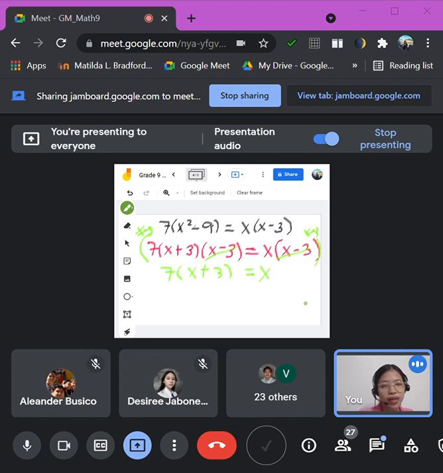So, unsa natong next step class? Wala naman tayo makancel. So, unsa natong buhaton? Multiply. Very good. Distribute. Or, we are going to distribute. So, 7 times x, that is 7x. 7 times 3, copy lang ng plus nimo. 7 times 3, that is 21. It's equals to x. So, what is now our next step?